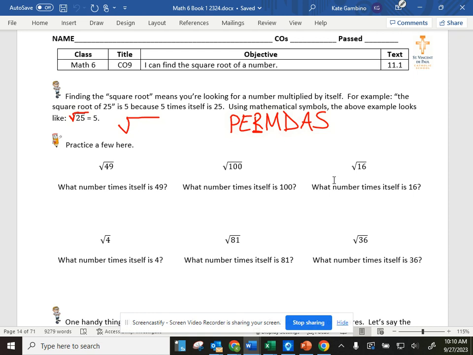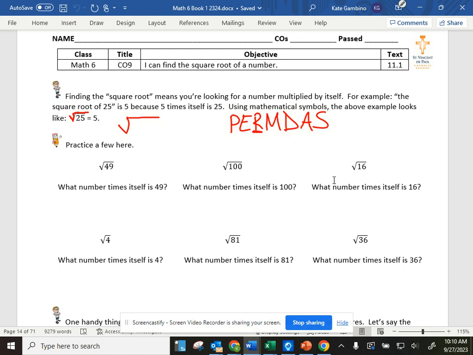We know squaring is when we multiply a number by itself, to the second power. So 5 squared is 5 times 5. The square root is the opposite. We have 25, and what number did we multiply by itself to get it? So square and square root are just opposites of each other.